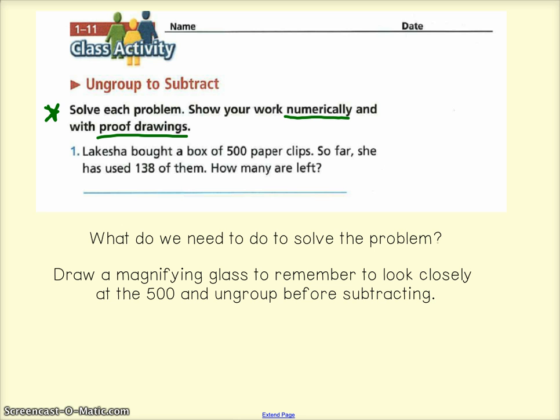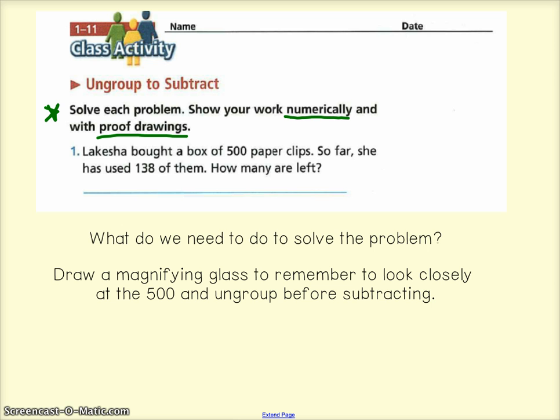Lakesha bought a box of 500 paper clips. So far, she has used 138 of them. How many are left? What do we need to do to solve the problem? I think we're going to have to do some subtracting here.